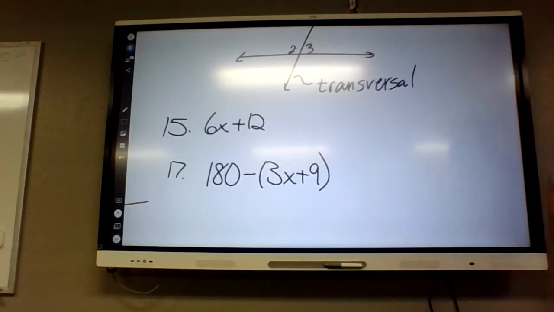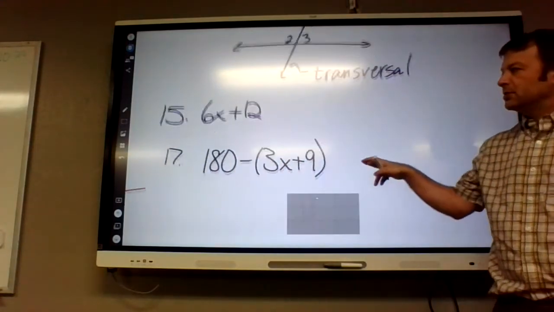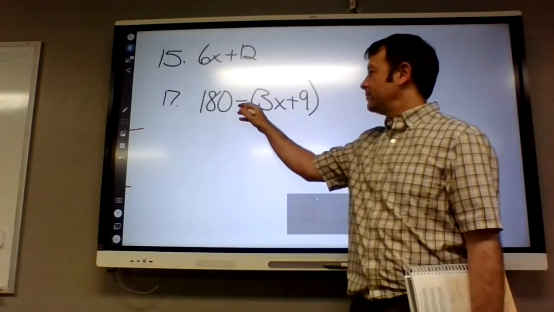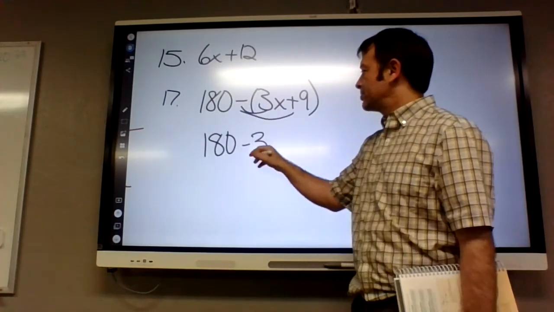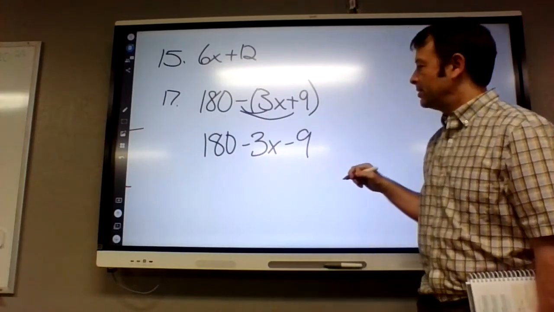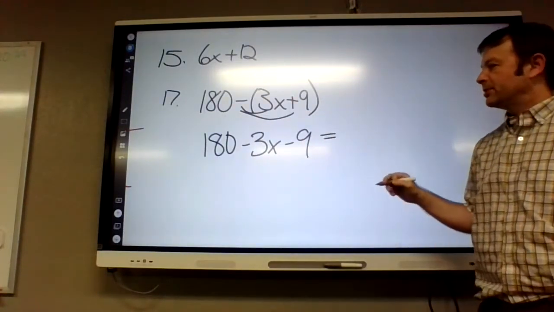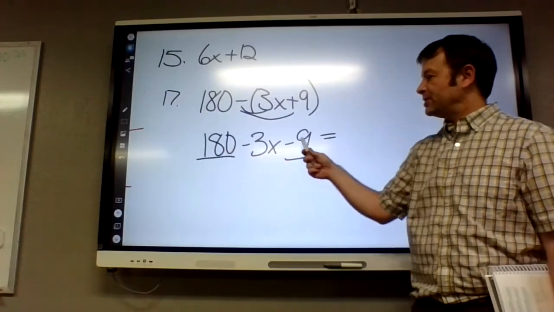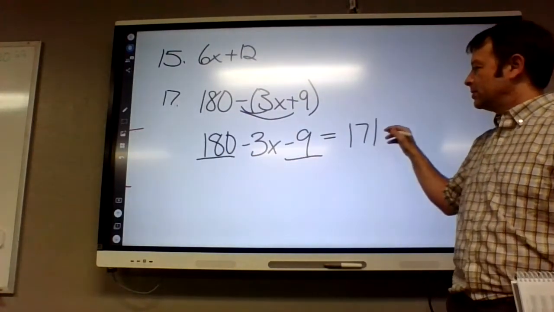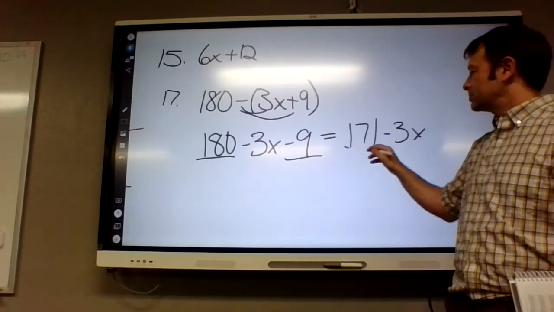How can I simplify that? Yeah, it's kind of like distributive. You gotta subtract both of those. So it's like 180 minus 3x minus 9. And what would that equal? 171. Right. Those two make 171 minus 3x.